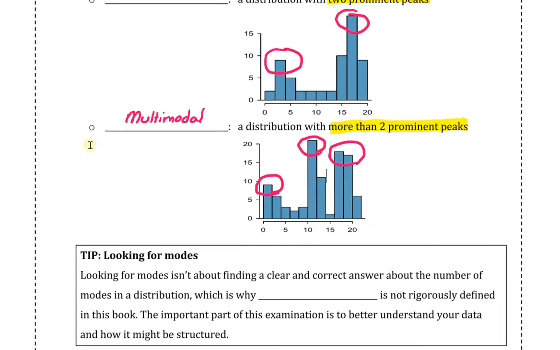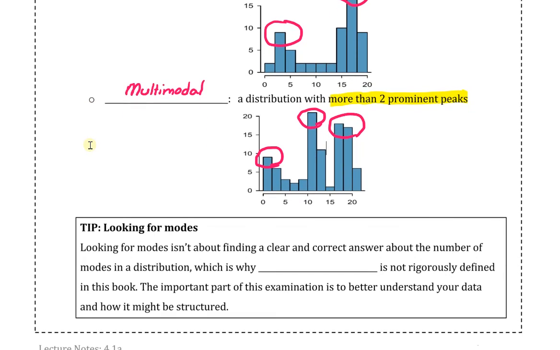Now, when looking at your distributions and looking at modes, it is not about finding a clear and correct answer about the number of modes in your distribution, which is why the word prominent is not rigorously defined. The more important part of the examination of your distribution is just to better understand how your data might look and how it might be structured.